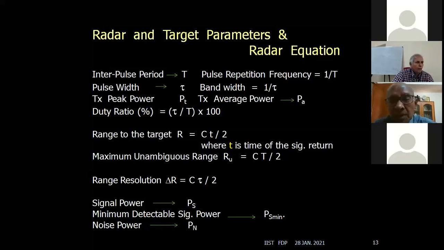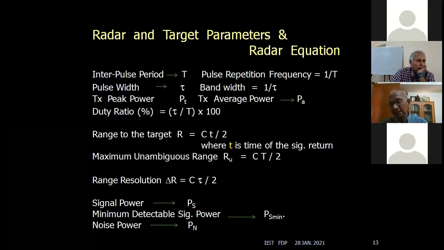So the unambiguous range is C capital T over 2, where T is the interpulse period. If the target is located at more than CT over 2, the second pulse will come and the echo will fall beyond the second pulse. So there is an ambiguity in the range. The target should be within the duration of the interpulse period, that is, the first pulse to the second pulse to the third pulse and so on.